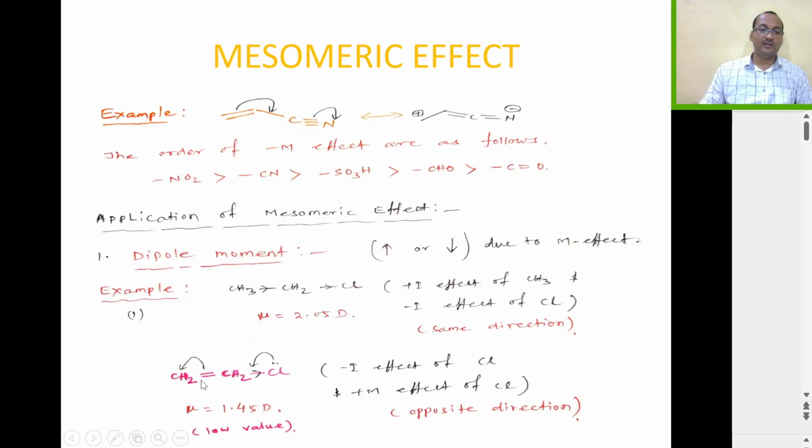But if you take vinyl chloride, here you have a minus I effect of chlorine and plus M effect of chlorine. They are in opposite directions. The inductive effect operates in this direction, and delocalization occurs in the opposite direction. So the dipole moment is 1.45 D. That is low, because the inductive and mesomeric effects operate in opposite directions.